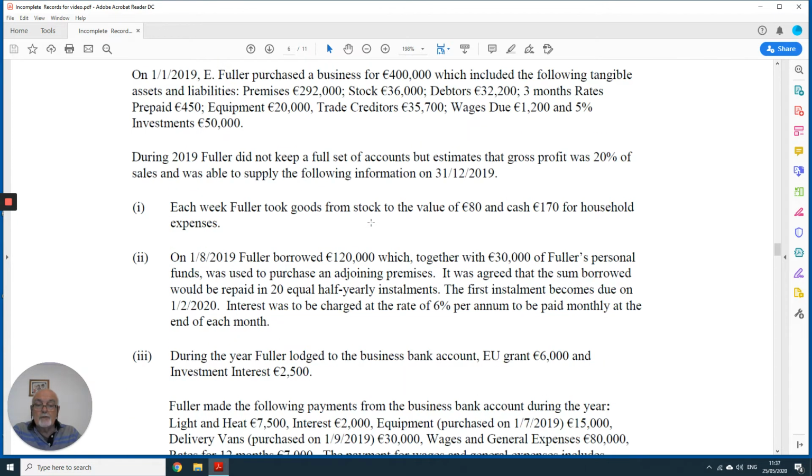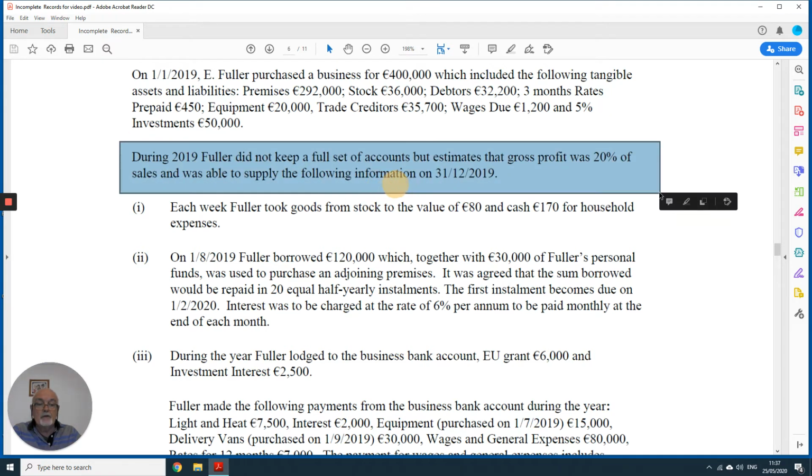We also know for sure that it's not the control account method by looking at this paragraph here. This confirms for us that it's a net worth method when you're told the percentage profit. So we're going to have to do the balance sheet first and then work our way back to the sales and the purchases in that manner using the 20%.